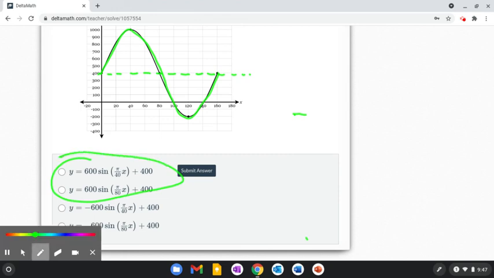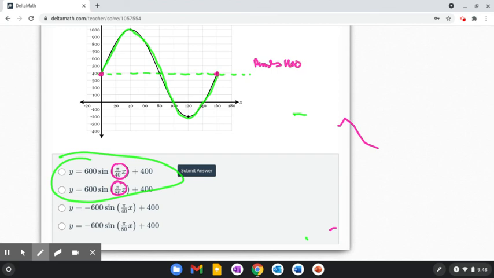The defining feature that's different about these is the B in there, so the 2 pi over the period. You should probably figure out what the period is. The period here from start to finish is 160. So we need to find the B. The B is 2 pi over the period, 160, and that reduces to pi over 80. So that means we're looking at the second one here.